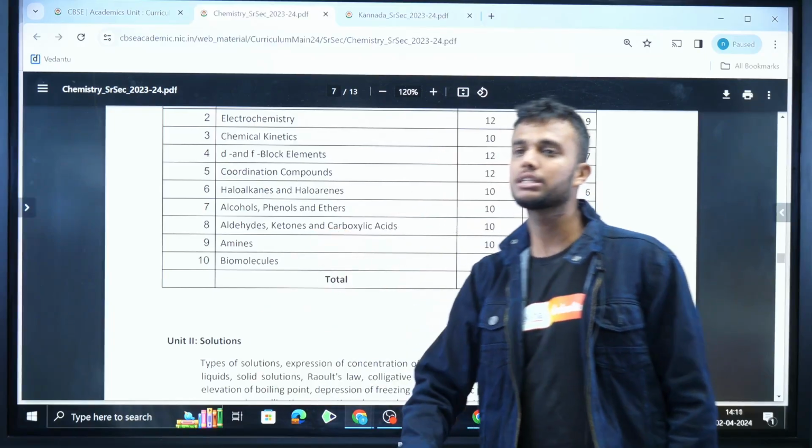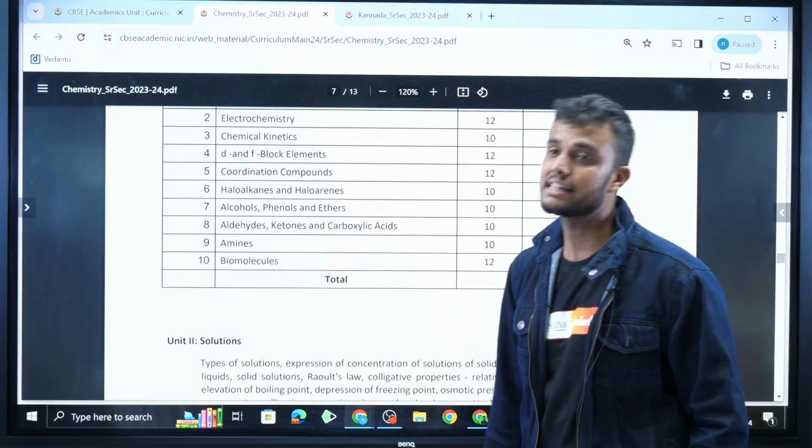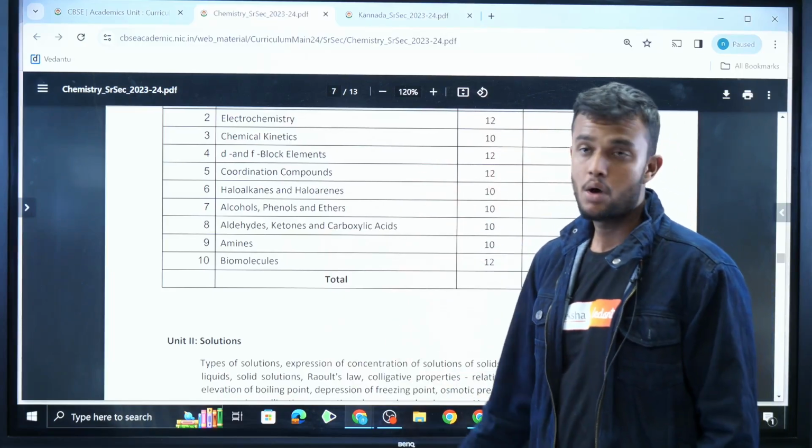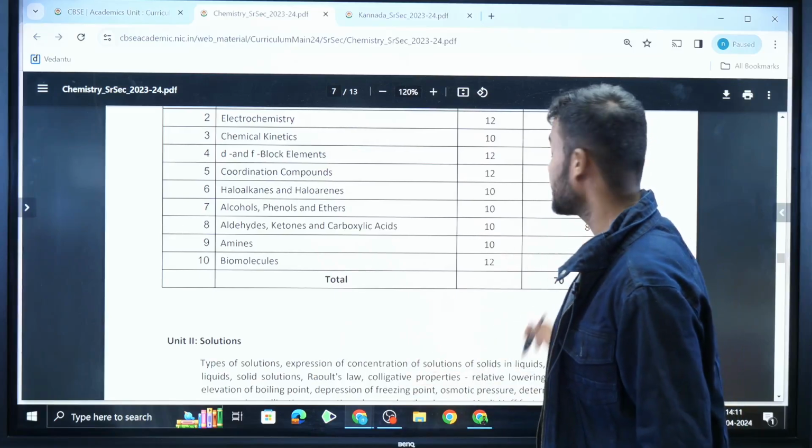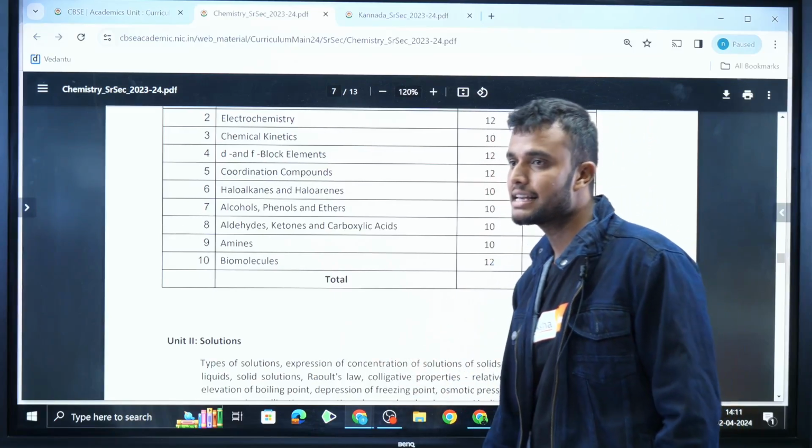These 5 units are called organic chemistry. Organic chemistry is nothing but, my dear students, we only discuss carbon and related compounds here. I think it's clear, my dear students.